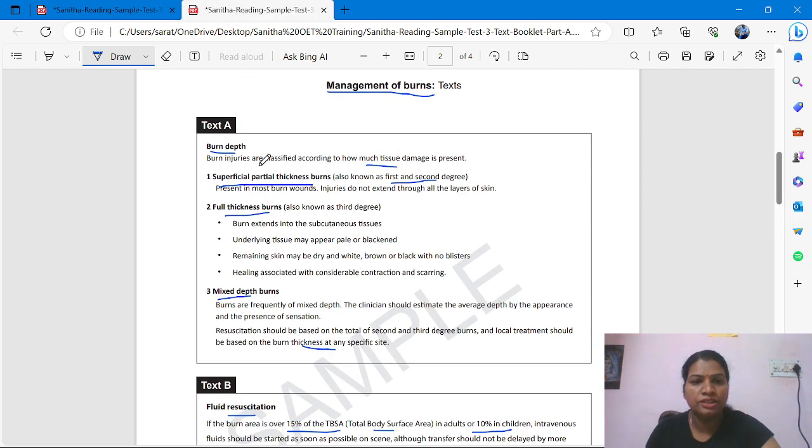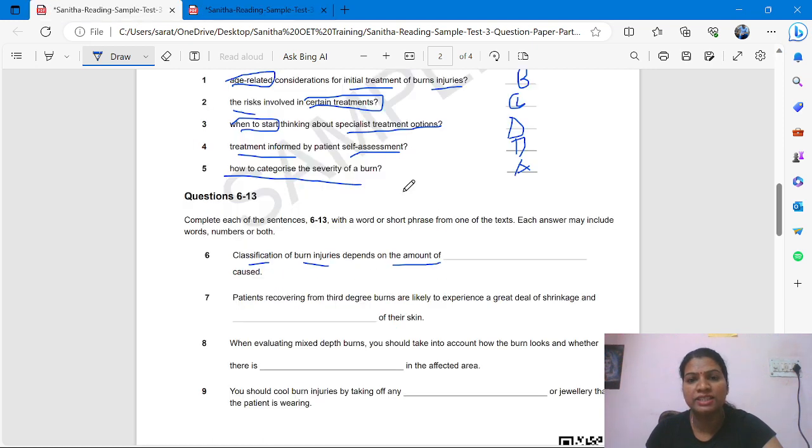Burn injuries are classified according to how much tissue damage is present. What is the answer here? Amount means quantity, how much. How much tissue damage is present. What is the answer here? Tissue damage. You have to write tissue damage here. Are you getting the answer?